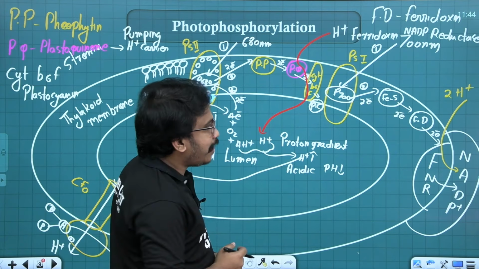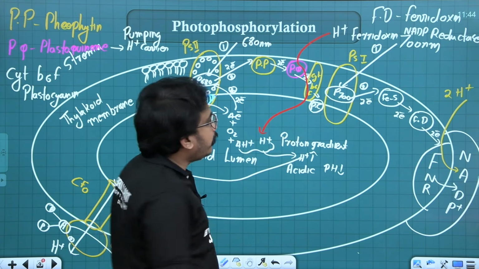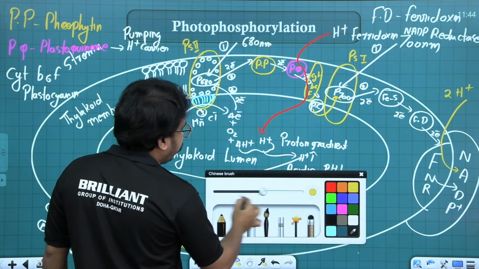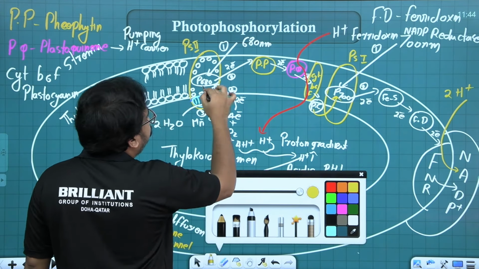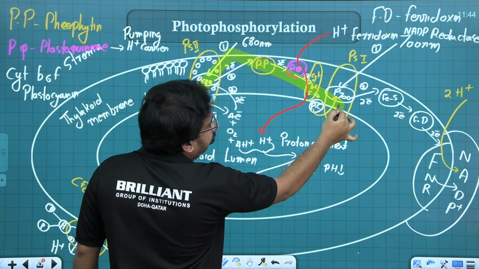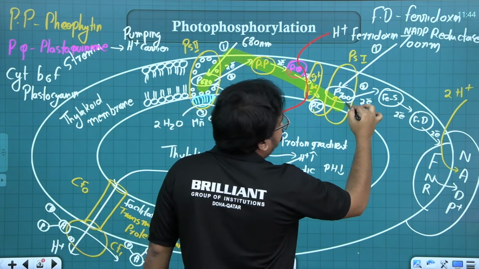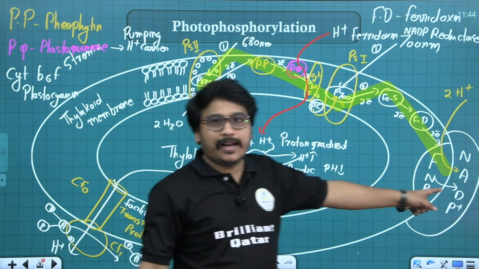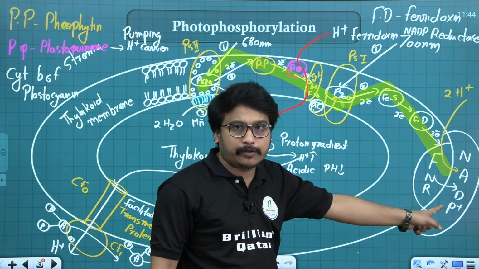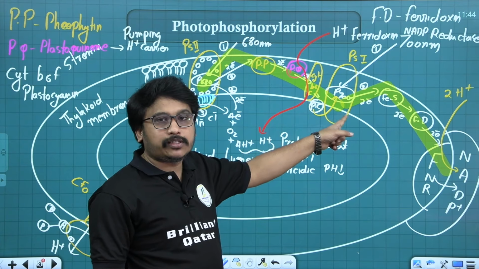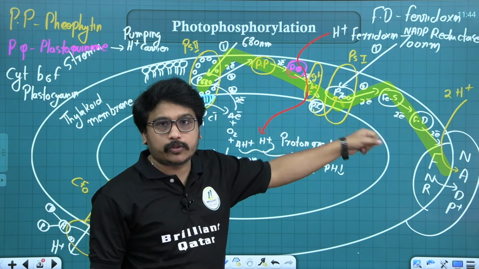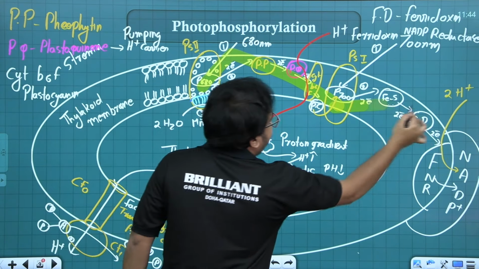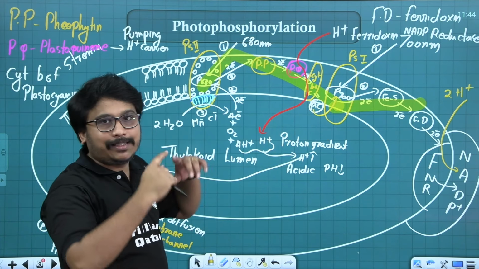Now, there is an electron vacancy in PS1 that will be given by plastocyanin. Please understand, electrons were moving from photosystem 2 to photosystem 1, and there is also movement of electrons from photosystem 1 to NADP plus. NADP plus was getting electrons from photosystem 1, and the electron lost in photosystem 1 is replaced by electrons from photosystem 2. So this overall movement forms a Z scheme. So this is actually the Z scheme.